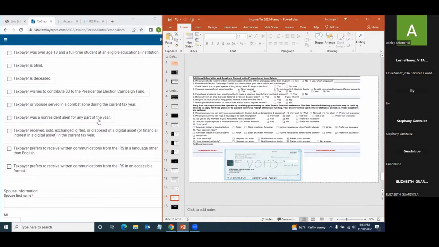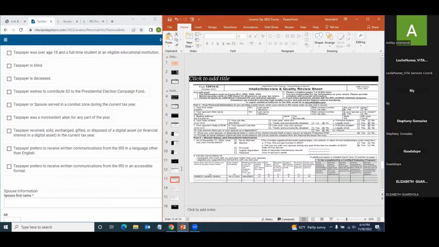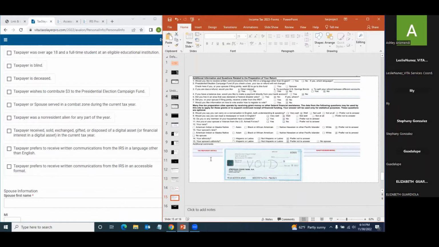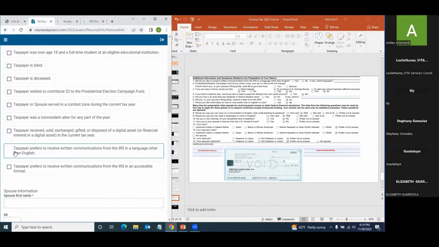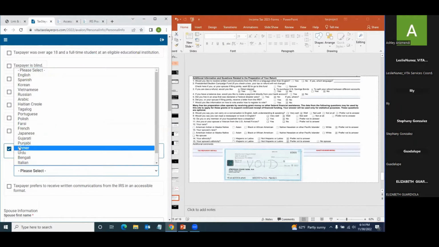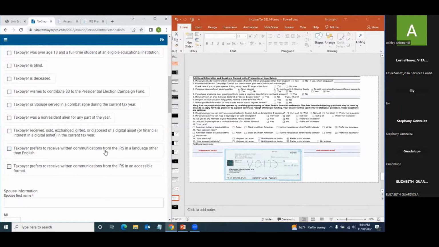They didn't put that they're a non-resident alien for the year because as we saw on the front of the application, they're US citizens. And then on the third page, it would also tell us here if they would like to receive written communications in English. If they put other than English, they would put yes, and then they would put Spanish, of course. When they do that, we usually click this one and we would put Spanish here. But since this one doesn't have it, we don't need to worry about that.